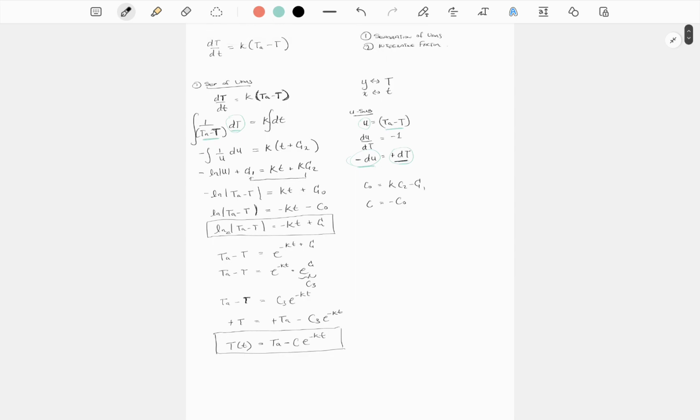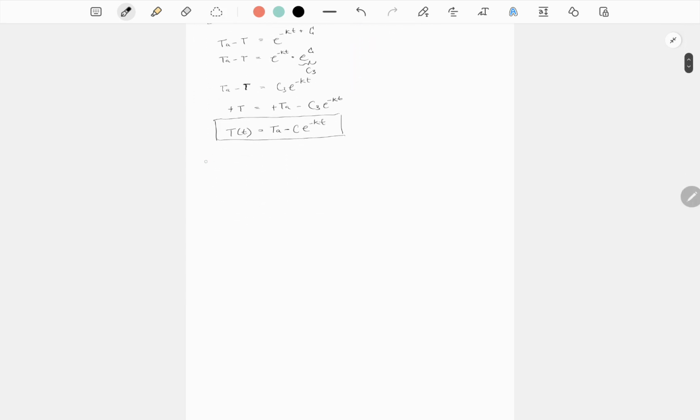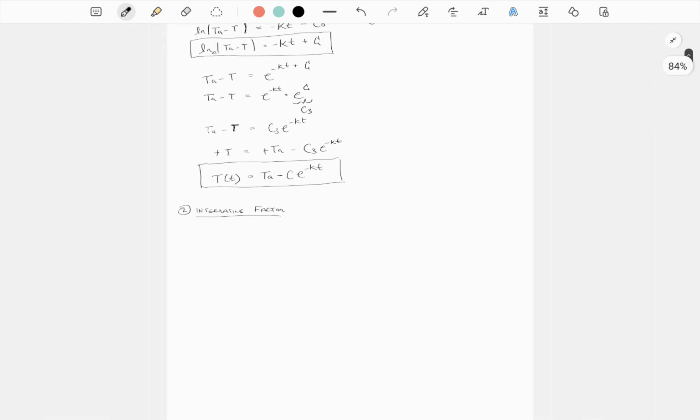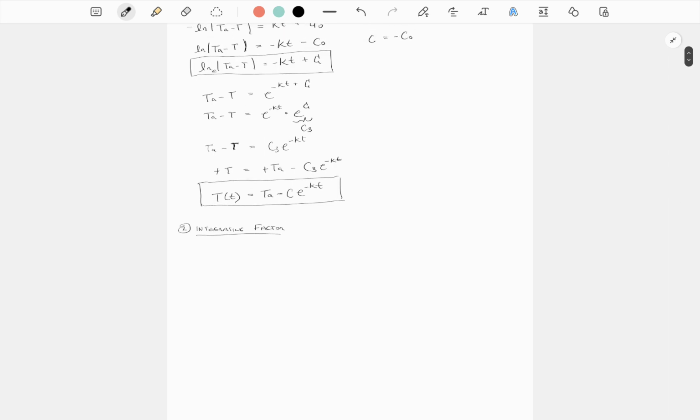How do you solve the same differential equation using the integrating factor method? That's what we're going to do next. So number 2, I'm going to zoom in a little bit. Integrating factor. Basically what I'm going to show you is that the solutions are the same regardless of the steps. In real problems, they'll give you TA, the ambient temperature, and the initial conditions, and then you can solve for C and k using the initial conditions.